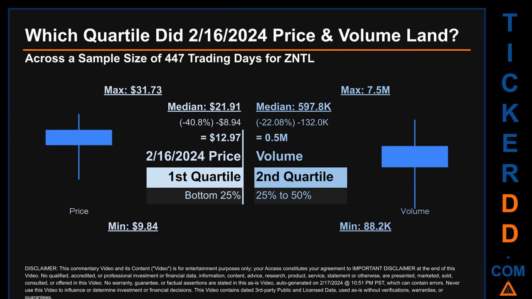Descriptively, ZNTL has a median price of $21.91. Therefore, February 16, 2024 price was lower from that middle marker by 40.8%. The day's volume of 0.5 million was less than the median by 22.08%.